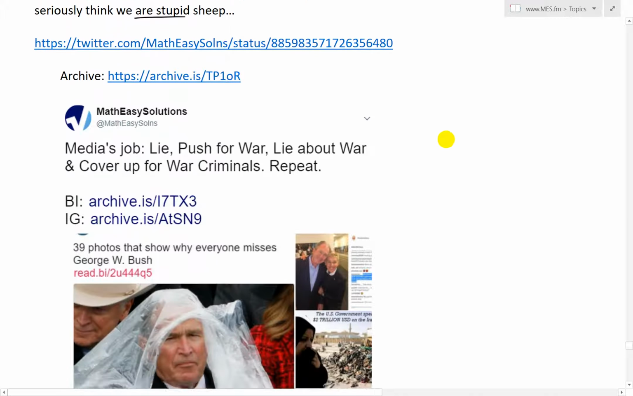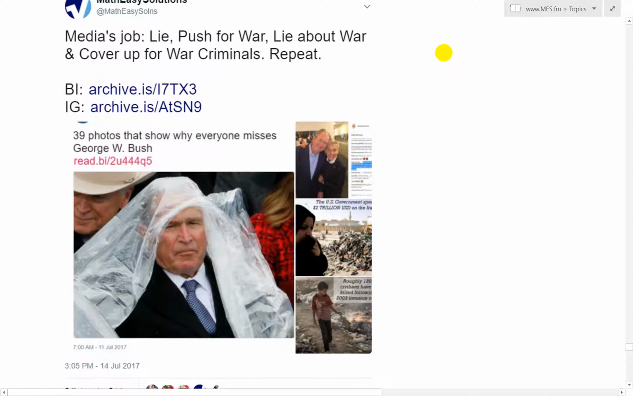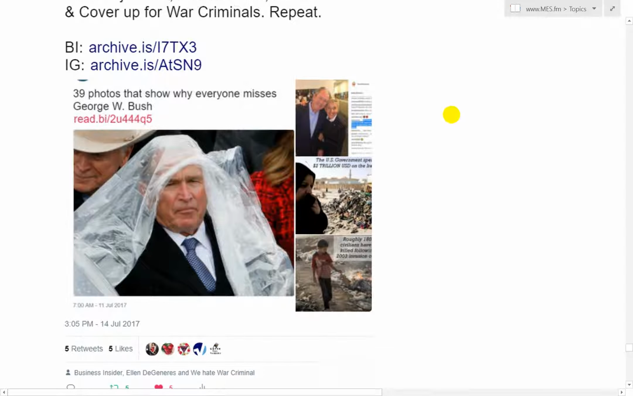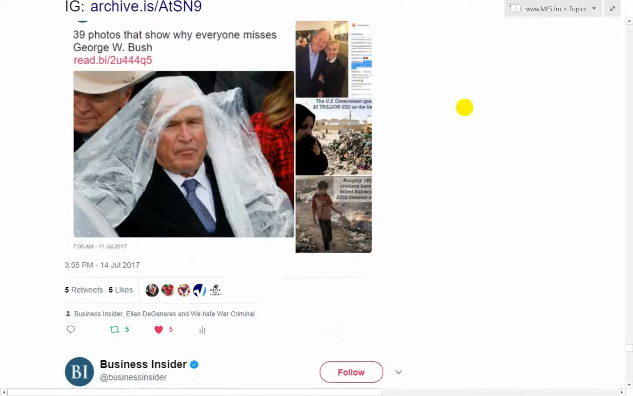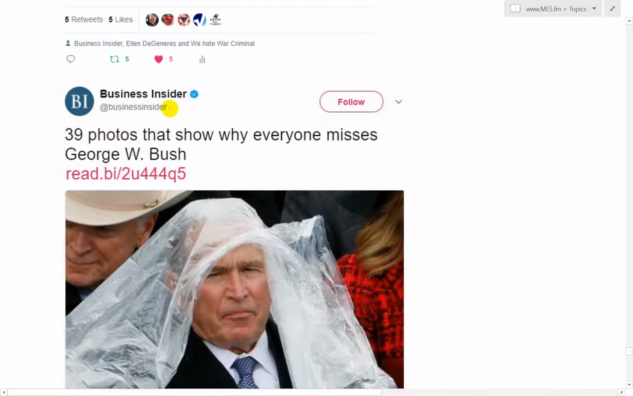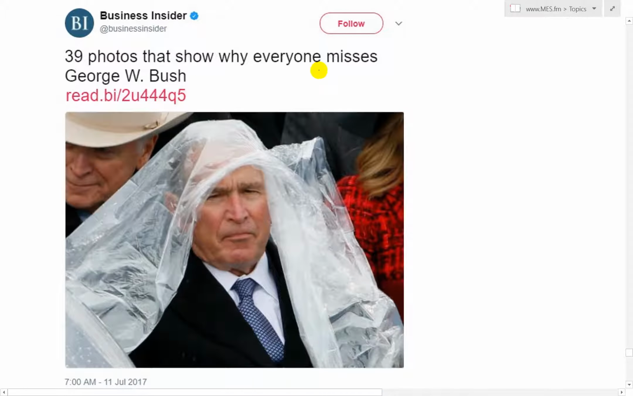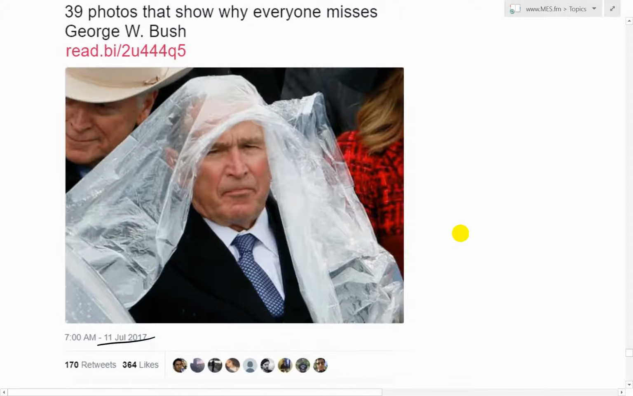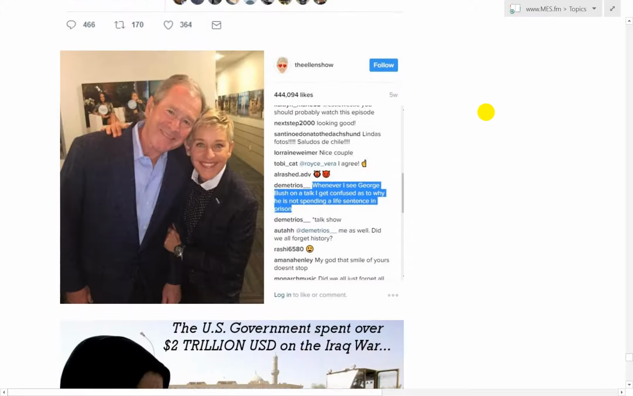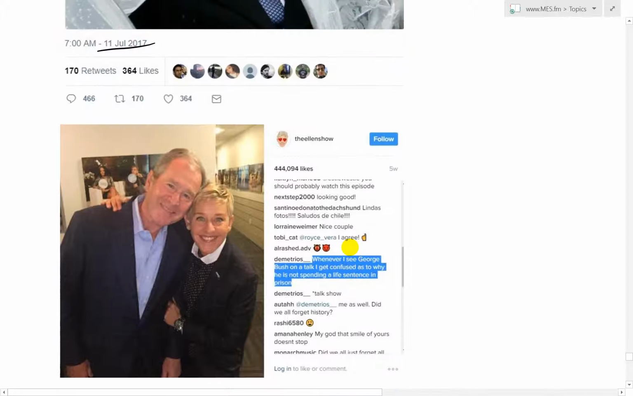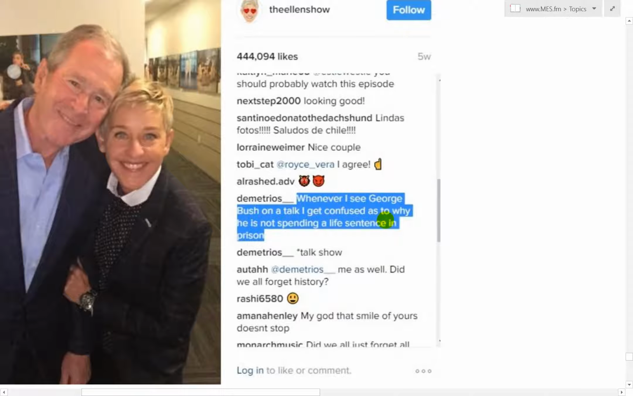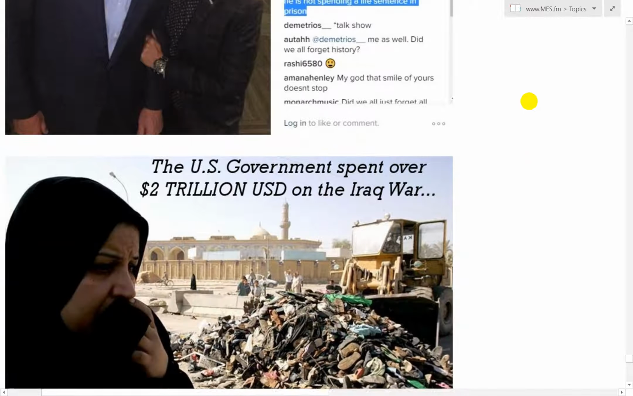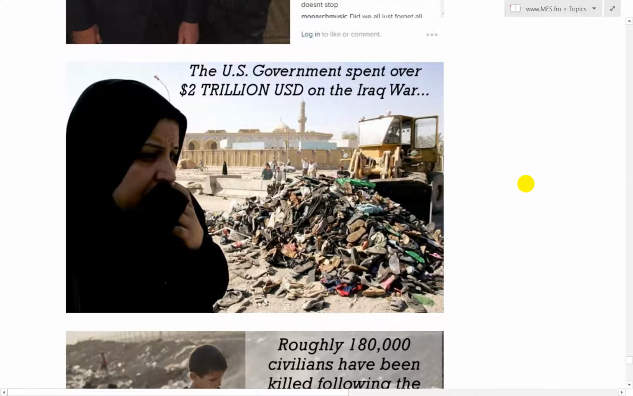And then here's what happens to war criminals that lead to war and death and suffering. So media's job: lie, push for war, lie about war, and cover up for war criminals, and then repeat. So here's George Bush. And this is Business Insider, again, mainstream news outlet. 39 photos that show why everyone misses George Bush. This is actually recent, a couple days ago. Unbelievable. This guy should be in jail. And I have Ellen DeGeneres, again, posting a selfie with him. Whenever I see George Bush walk on a talk show, I get confused as to why he's not spending a life sentence in prison. And here's a photo of Iraq.